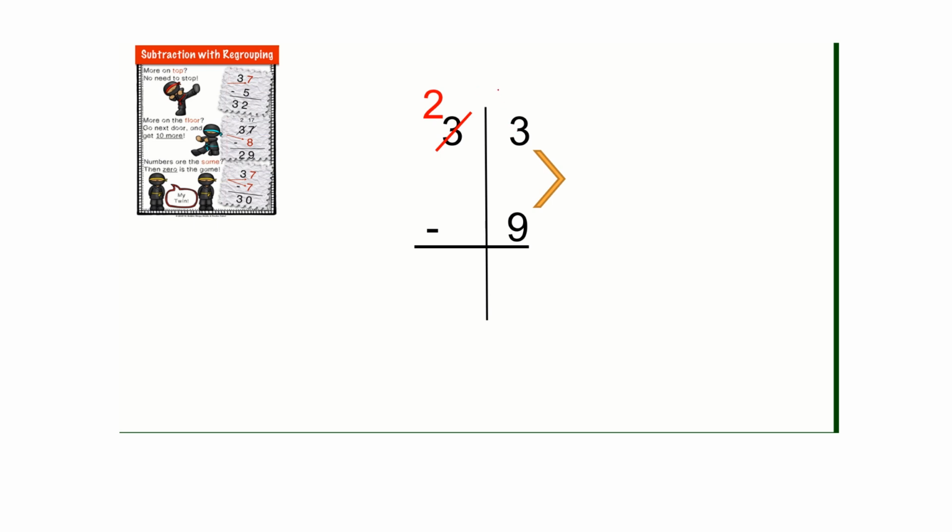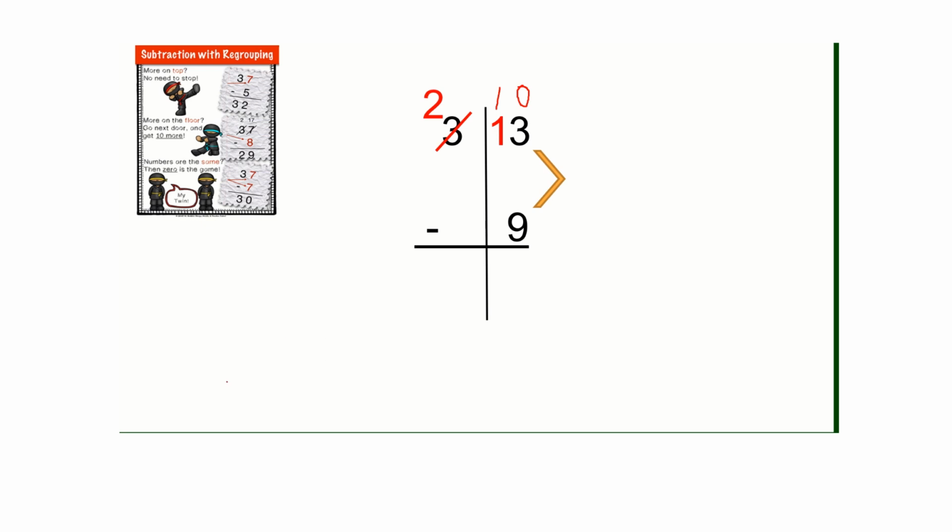So when I add 10 more, 10 plus 3 gives me 13. Now I have to solve 13 minus 9. Since I have enough on top, now I can subtract. 13 minus 9. If you can do it in your head, think about it right now. Remember, my friends, if you can't think about it in your head, that's okay. We can always show our work by using the count back strategy.